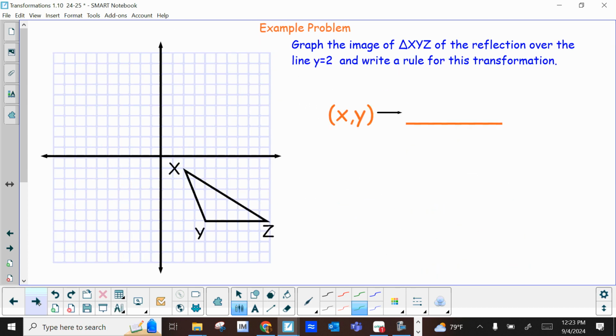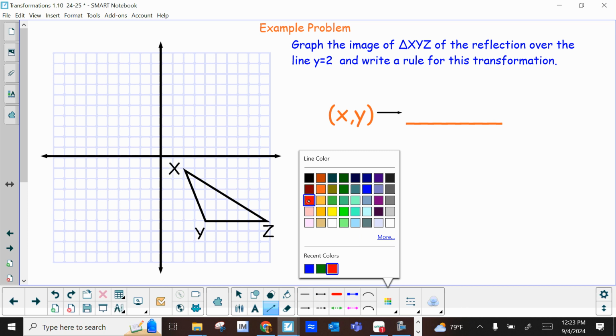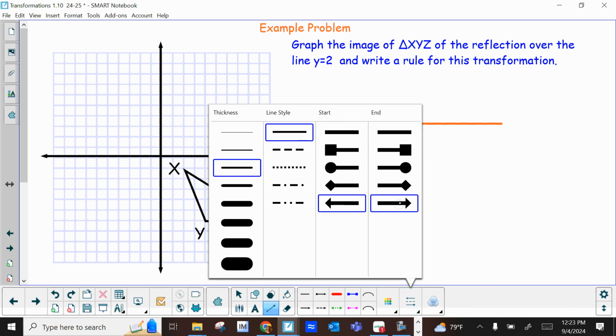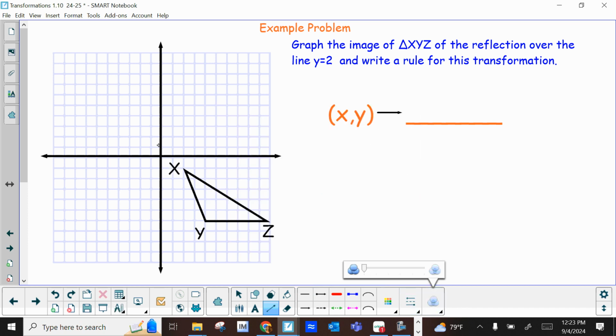Okay, let's do one more. This one's a little trickier. This one says, graph the image that would reflect over the line y equals 2. So you got to remember some more algebra. The line y equals 2 is actually a horizontal line, okay? So y equals 2. This is the line right here in red. That's what you want to reflect over.